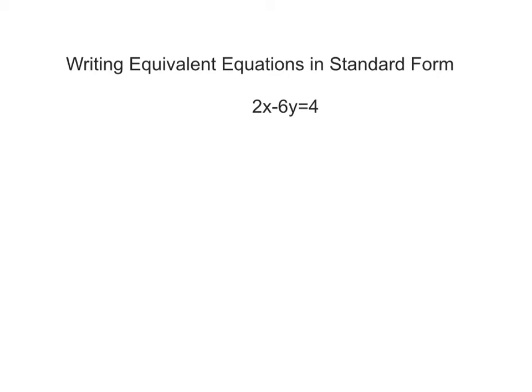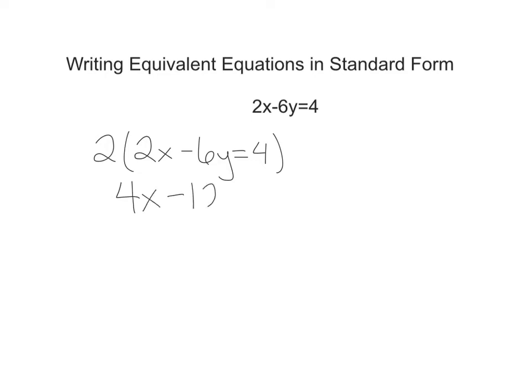To make an equivalent equation to it, we can multiply by any number. Let's say we multiply everything in that equation by 2. 2 times 2x is 4x. 2 times negative 6y is minus 12y. And 2 times 4 is 8. So this is what we would call an equivalent equation to the one given in the problem.